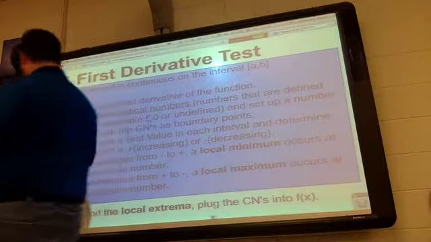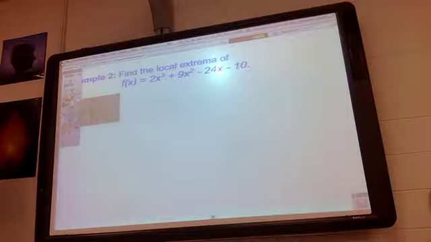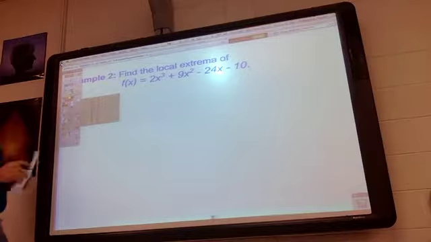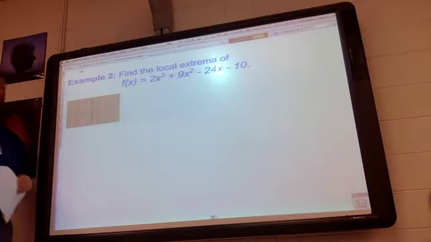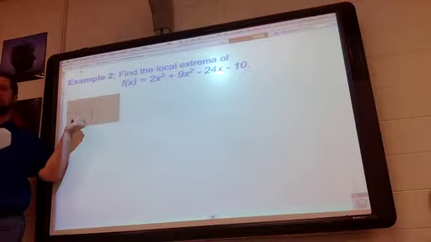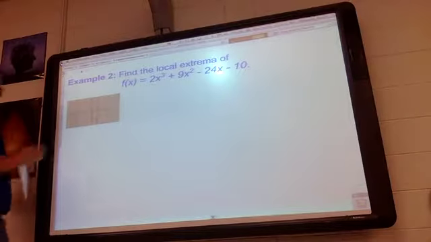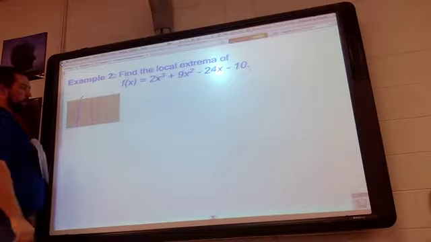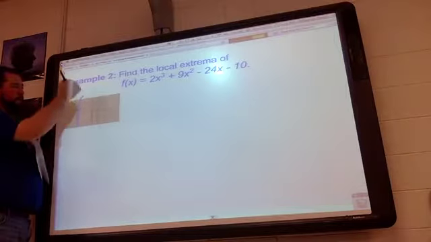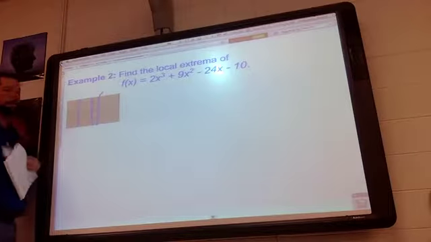So let's look at example 2 I have there for you. Find the local extrema of 2x cubed plus 9x squared minus 24x minus 10. Now, the standard graph: if you stick this in your graphing calculator, you can go ahead and do that now while I'm talking. At zoom 6, your regular zoom, this is what it looks like. We can tell it's going up for a while, but then we lose it for a second. Then it comes back down, we lose it, and then it comes back up.